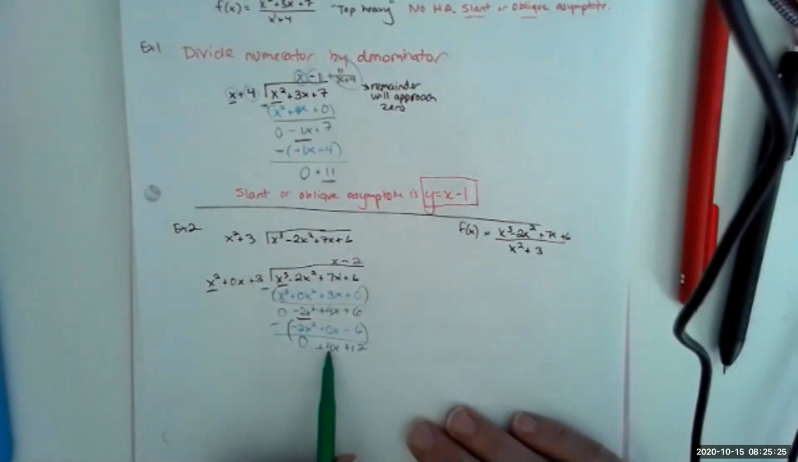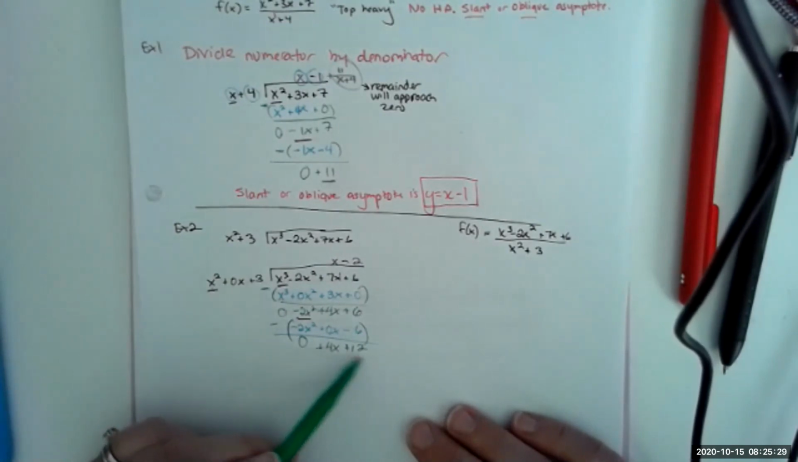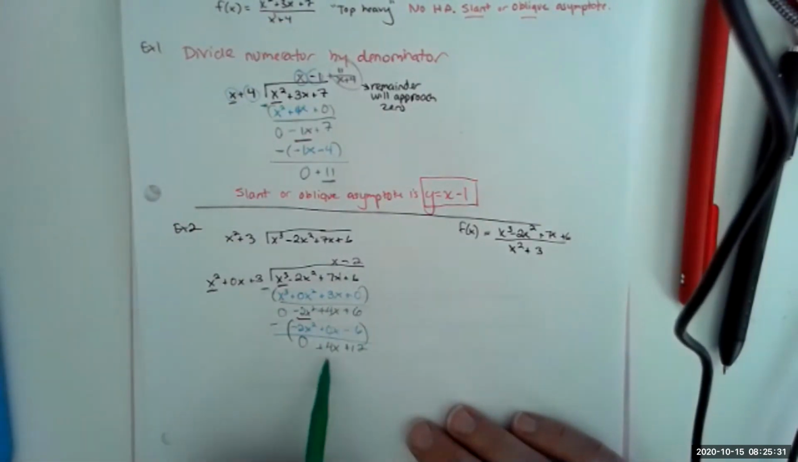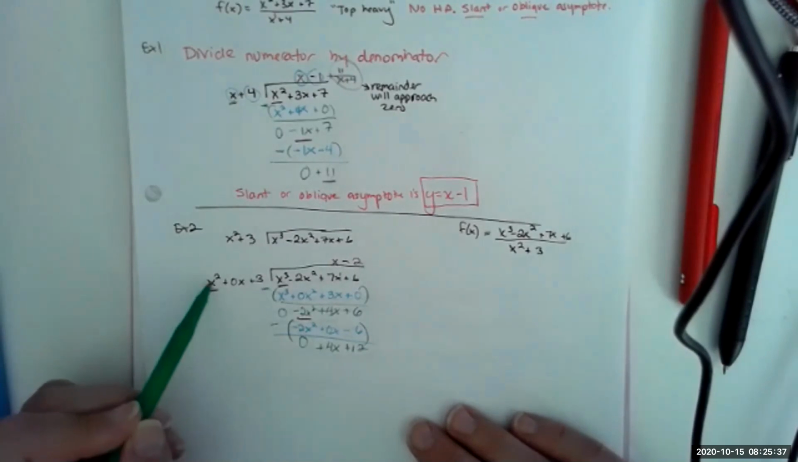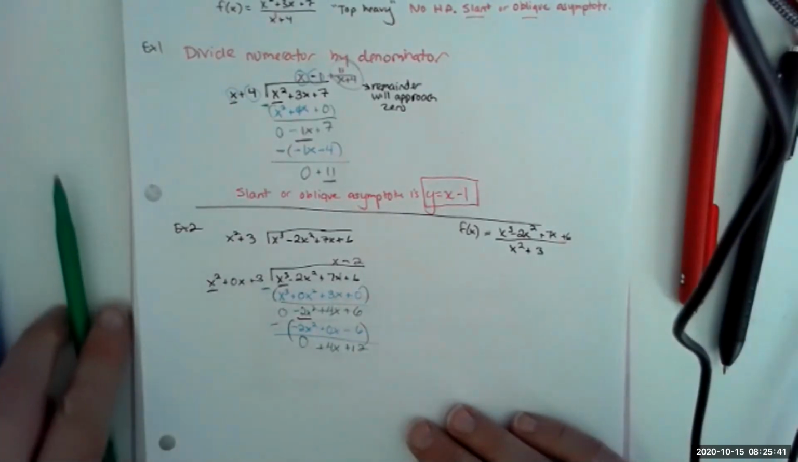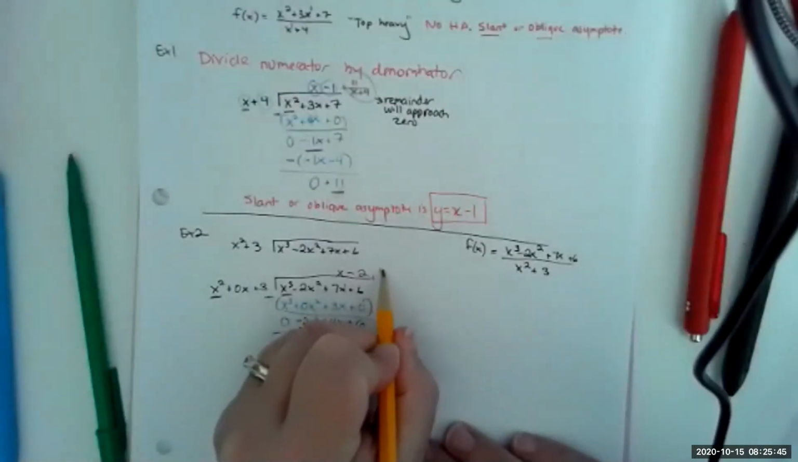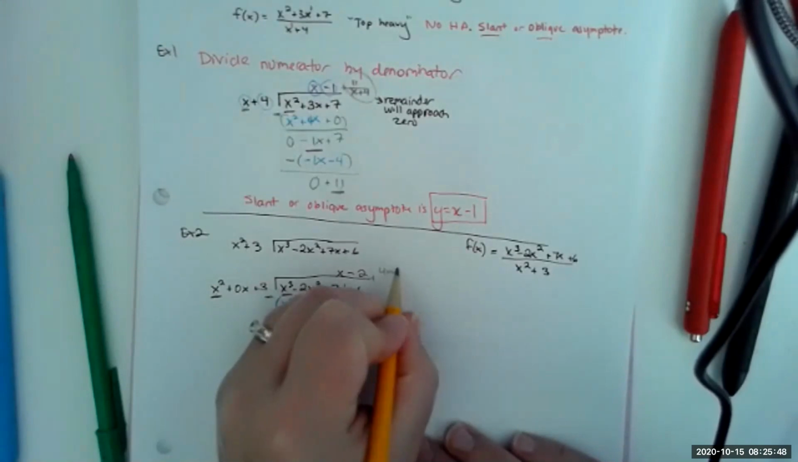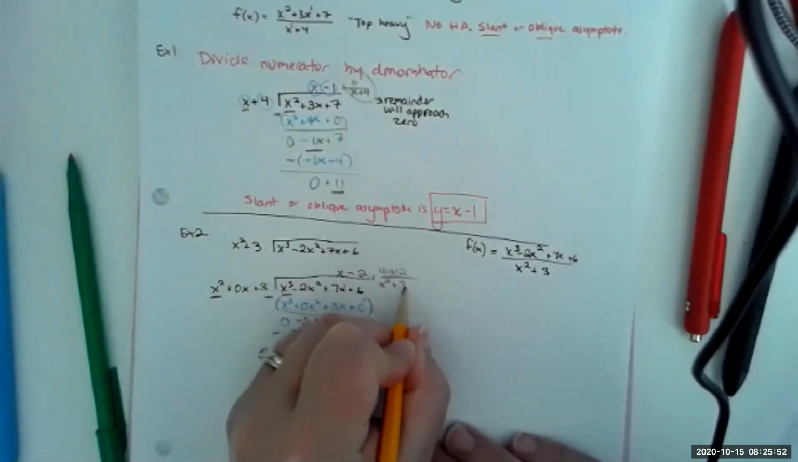I can't really divide, so 4x divided by x squared is going to end up being really tiny. Once I have a degree here that is smaller than the degree here, just like we had 11 and x, we have 4x and x squared. So at this point, this is going to represent my remainder. My remainder is going to be 4x plus 12 divided by x squared plus 3.